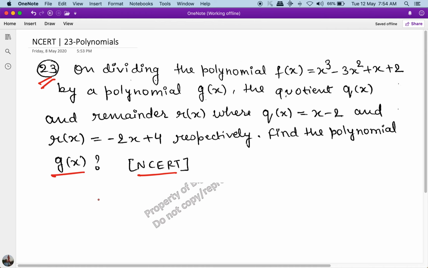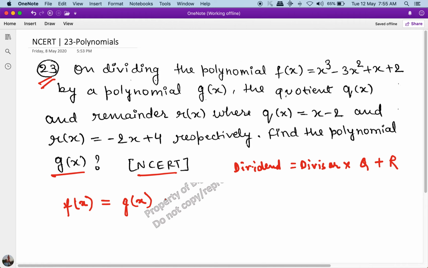Okay, so let me first write down what we know. We know that dividend is equal to divisor multiplied by quotient plus remainder. If I apply this rule here, you are dividing the polynomial f of x by g of x, and the quotient is q of x and the remainder is r of x.